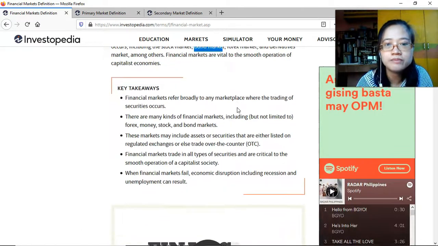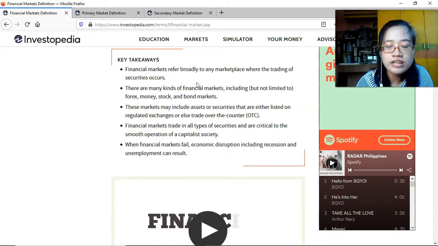like that. Okay. So key takeaways, financial markets refer broadly to any marketplace where the trading of securities occurs. Okay, all types of securities. There are many kinds of financial markets, including but not limited to forex, money market, stock market, and bond market. These markets may include assets or securities that are either listed on regulated exchanges or else traded over the counter.